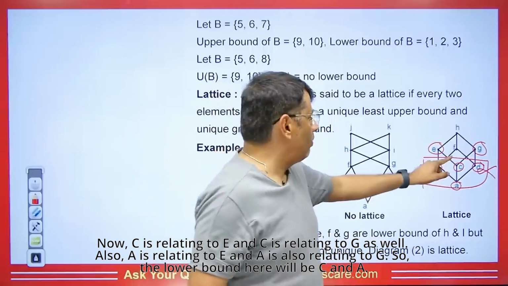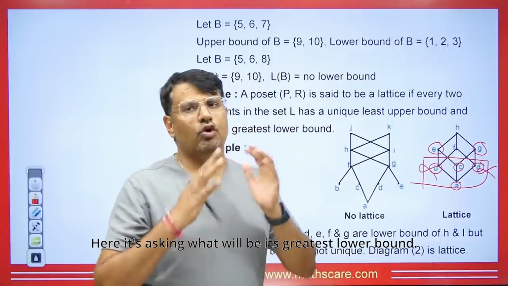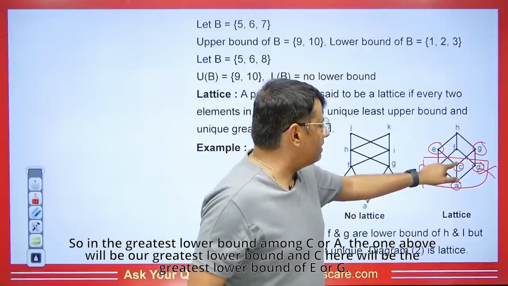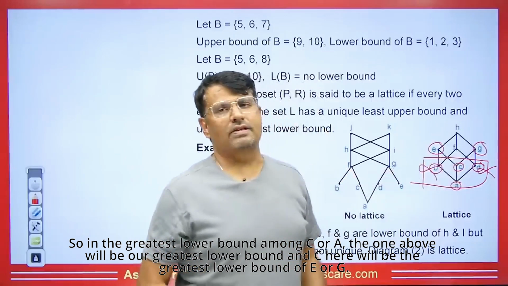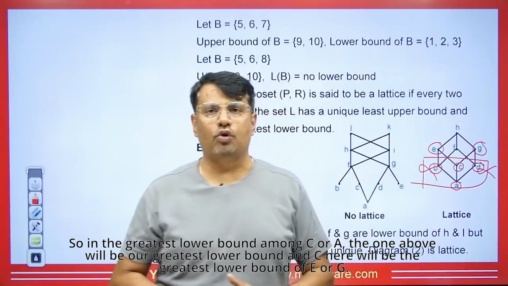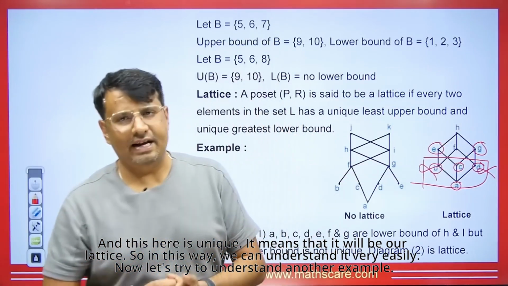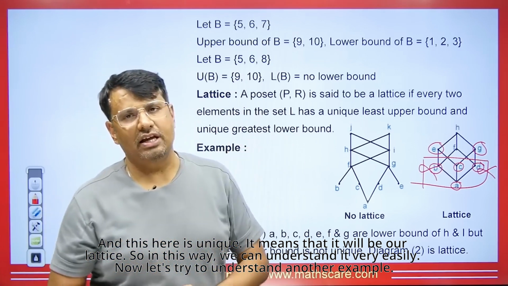So the lower bounds here will be C and A. Here it's asking what will be its greatest lower bound. Among C or A, the one above will be our greatest lower bound. And C here will be the greatest lower bound of E and G. And this is unique. It means that it will be our lattice. So in this way, we can understand it very easily.